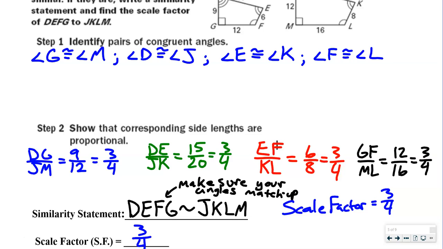But I do need to make sure that all of the sides of my smaller figure, if I choose that to go on top, have to be on top. And all of the sides of the other figure need to go on the bottom. So one figure is across the top. All of the sides of the other figure are across the bottom. That is important.